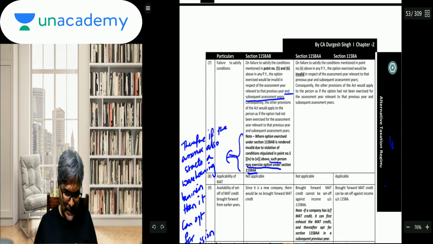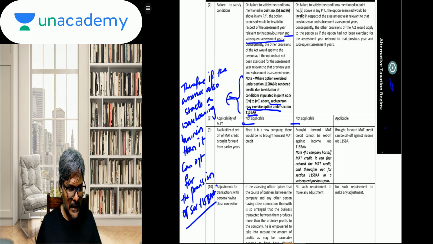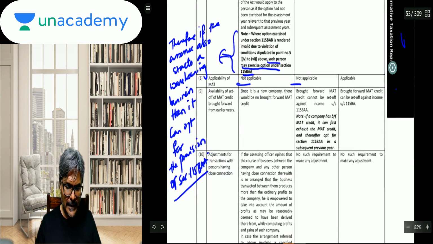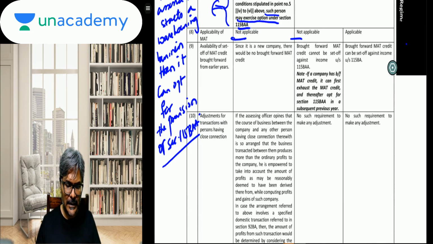Can you see, students, here MAT is not applicable. So this is again a big breakthrough which the government has done in terms of non-applicability of the MAT, students. So that is again a big breakthrough on the part of the government. Point number 9, availability of set-off of MAT credit brought forward from the earlier years.